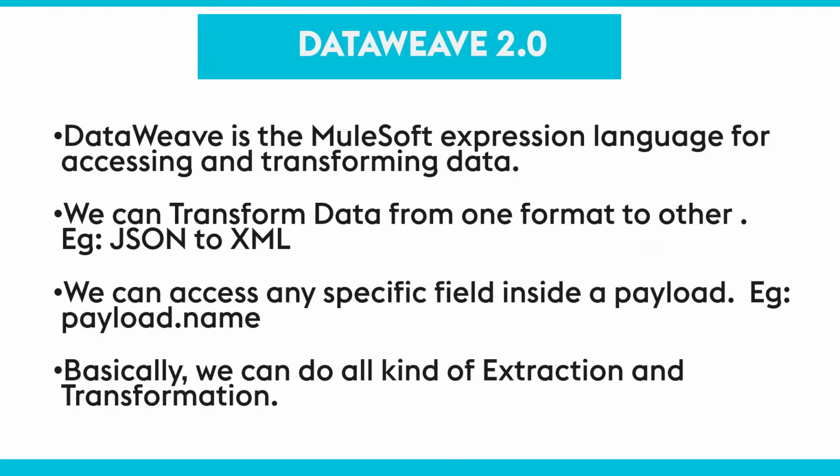DataWeave 2.0 is a MuleSoft expression language for accessing and transforming data. Why not Java? MuleSoft claims that DataWeave is faster than Java and has added advantages. We can transform data from any format to any other format, for example, JSON to XML, XML to CSV, JSON to CSV, and so on.